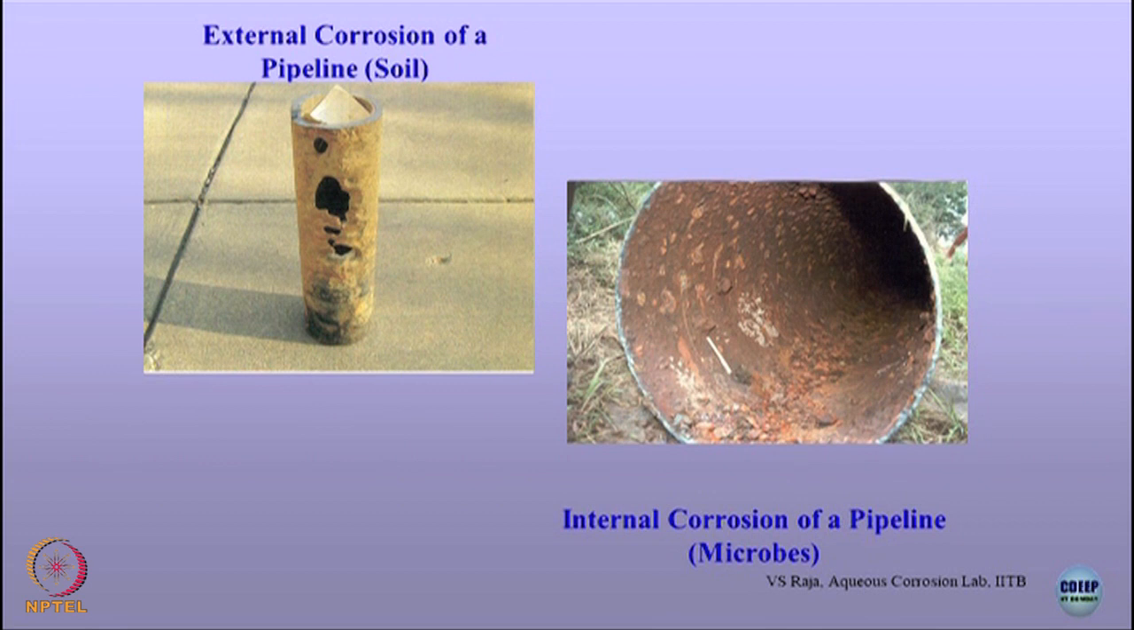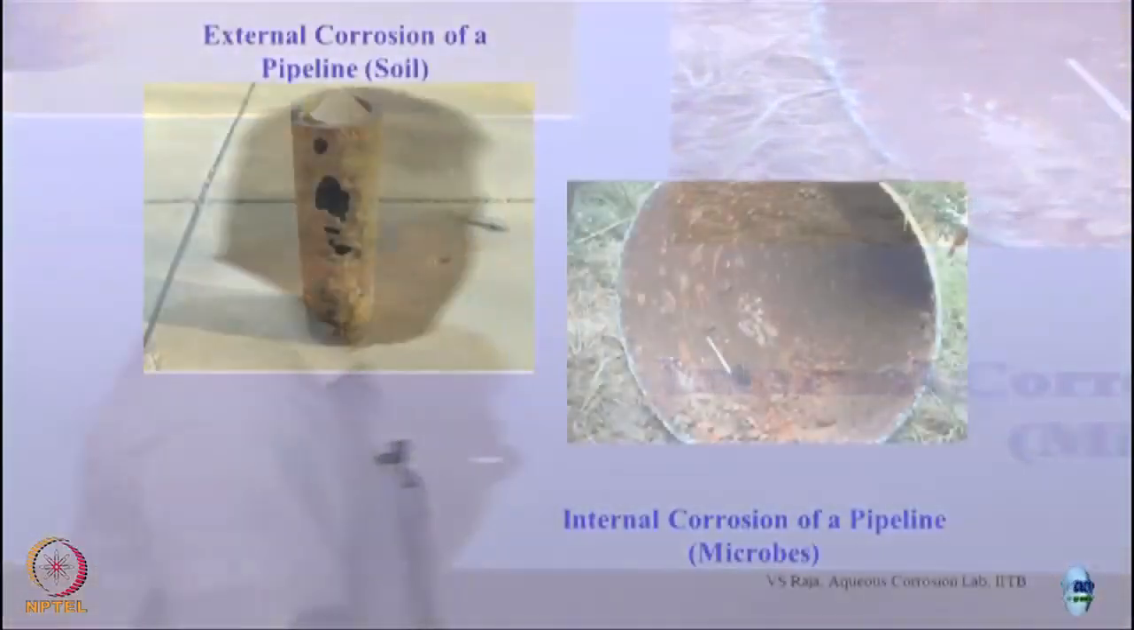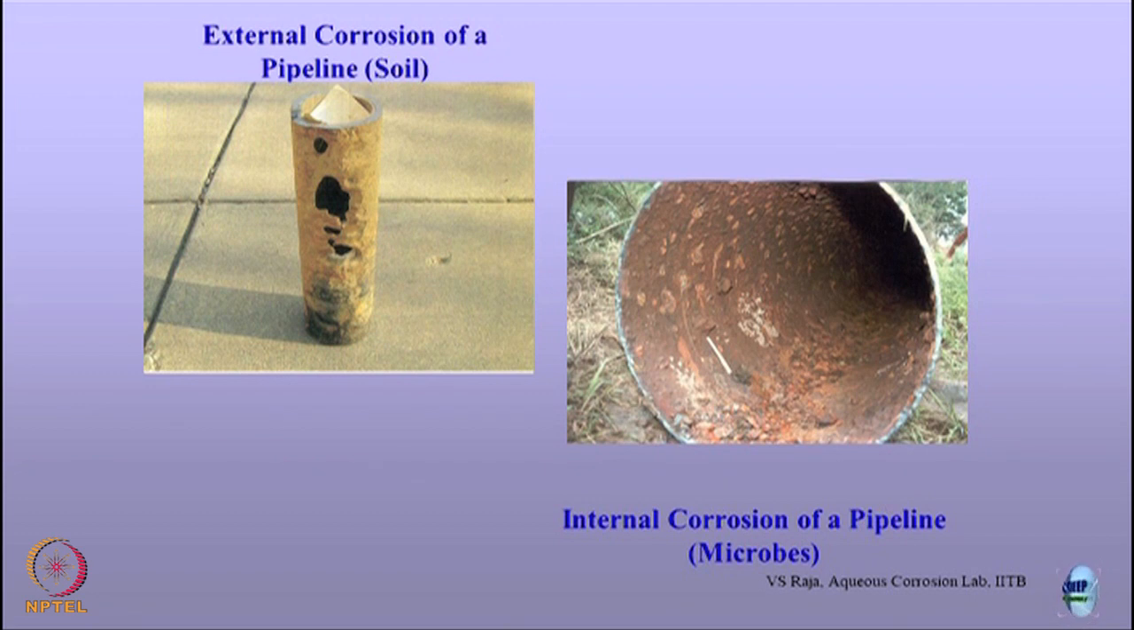I have given this example, pipeline, I think some of you would have seen it. See here, this is internal, this is external, entirely different. The internal corrosion depends on what? Depends upon the water chemistry, the water that is going to be used. In this case, the corrosion occurred because of microbes, we call it microbial corrosion.